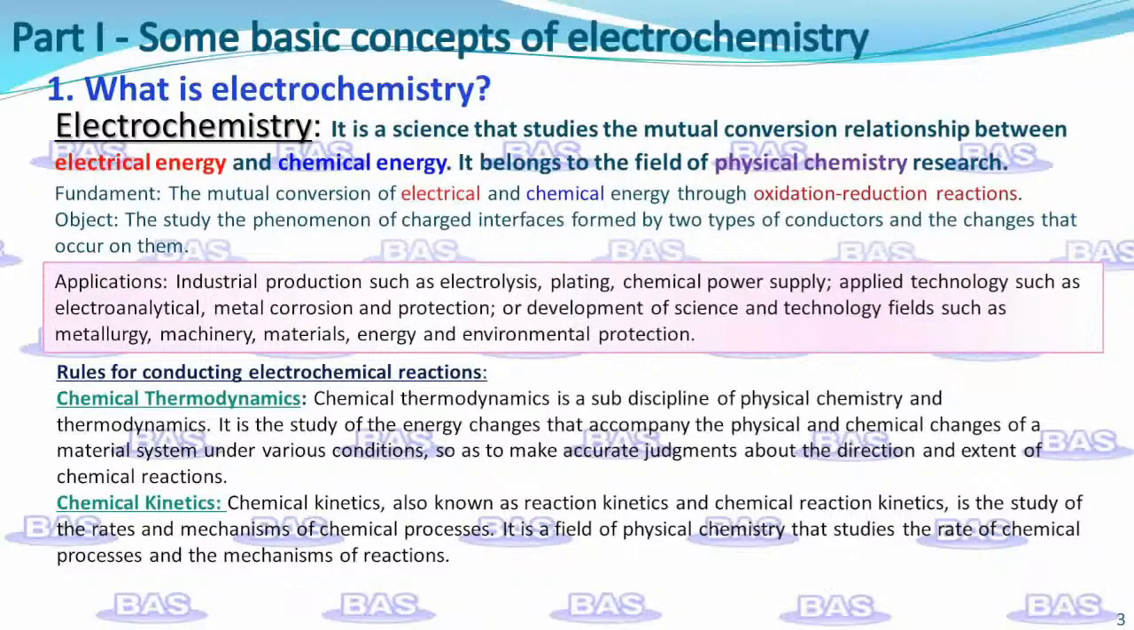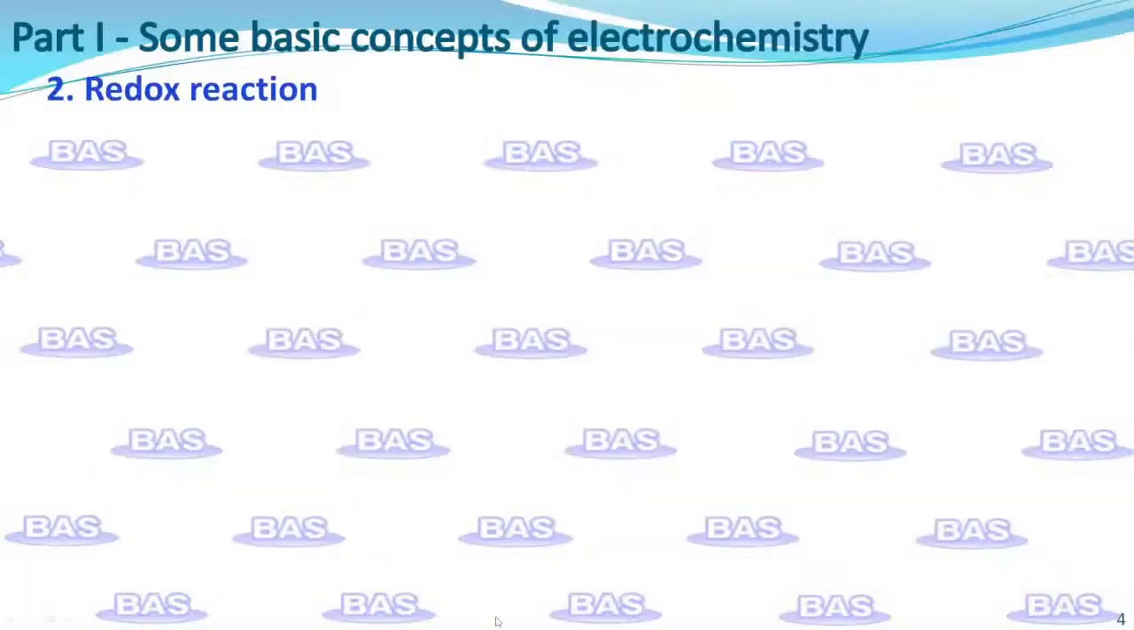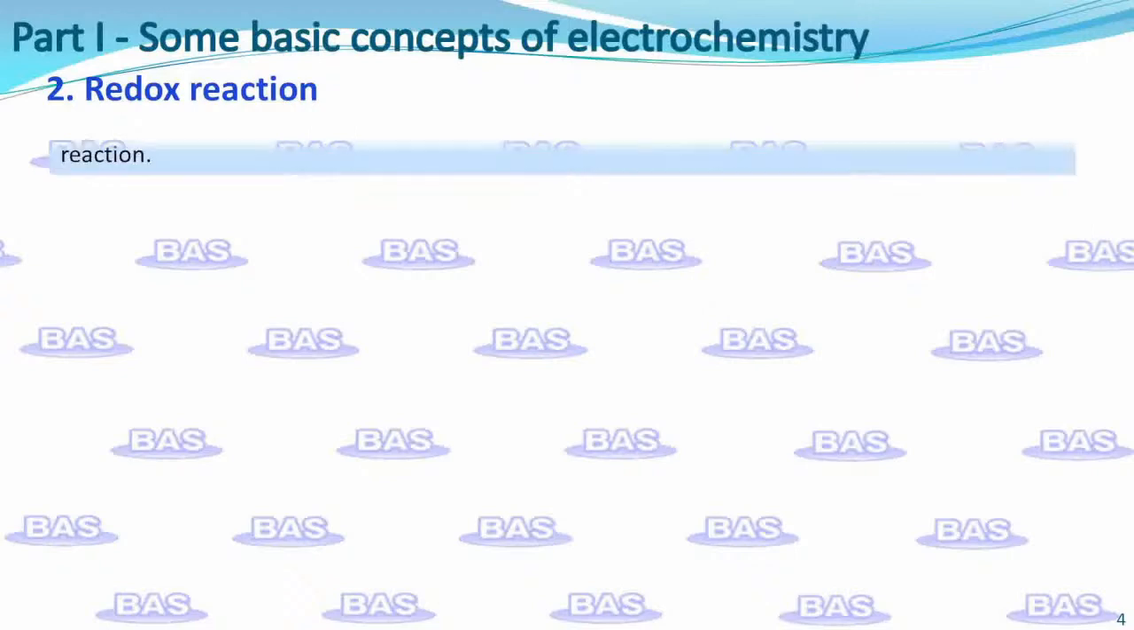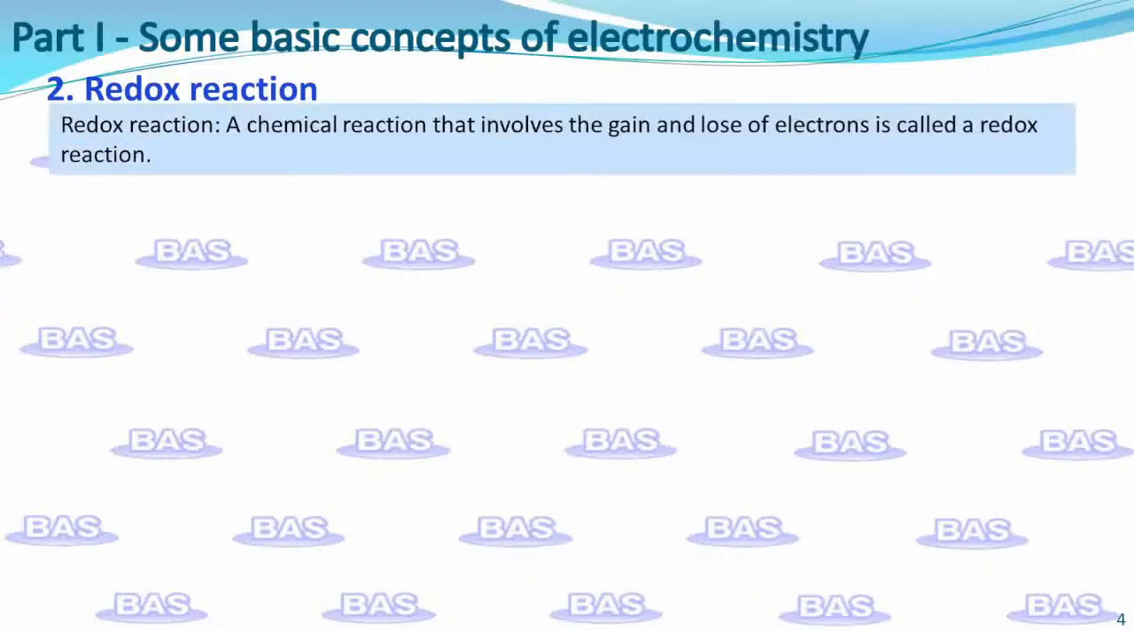Next, let's look at the redox reaction, which is the fundamental of electrochemical reactions. A chemical reaction that involves the gain and loss of electrons is called a redox reaction.